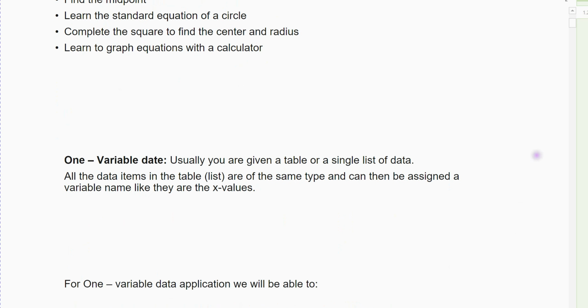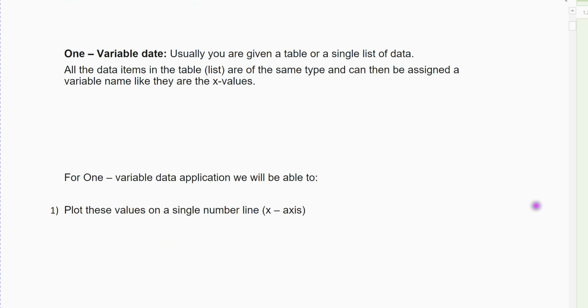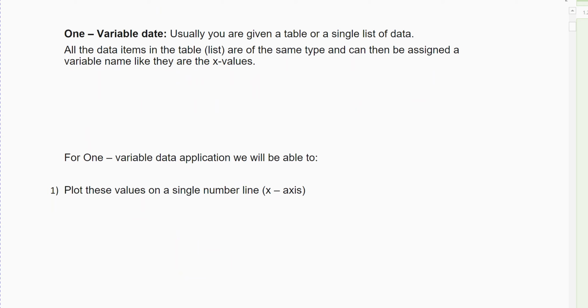Alright, starting off, this first video is going to look at the one variable data set. So this is if I'm getting one set of information. So we're given either a table or a list of one set of data where all of the items in the table or all of the items in the list represent the same type of thing. Either they represent the number of people at an event, the temperature on a given day, the score on a test. So they're just a list of the same type of thing.